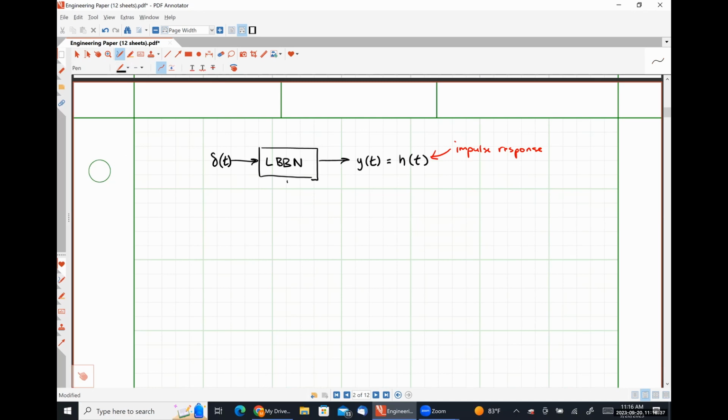If we were to take our same linear black box network and apply a time shifted unit impulse function, our output would be the impulse response shifted by the same amount of time, right? Where this tau is just an arbitrary amount of time shift, could be positive, could be negative.